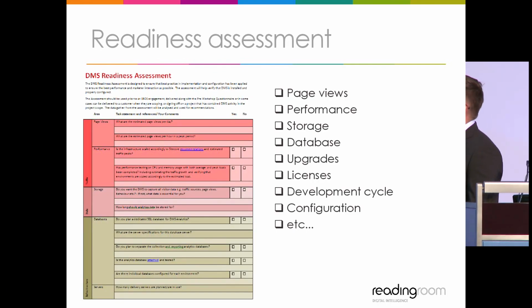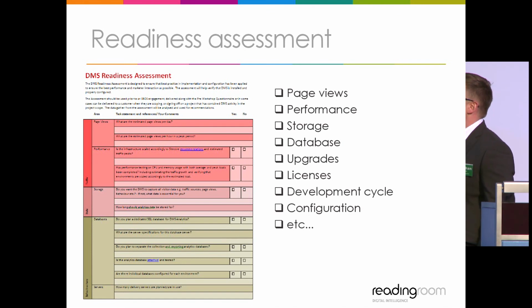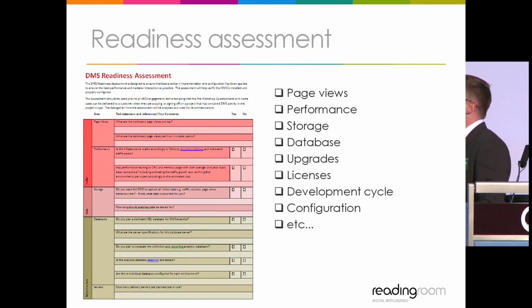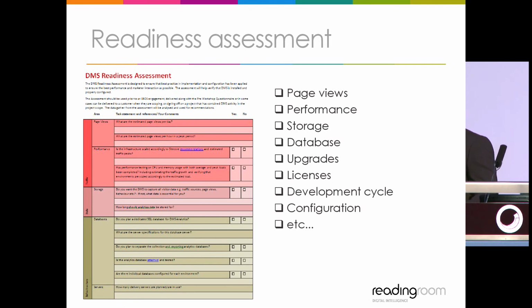So the readiness assessment, as I said, is a spreadsheet. It's fairly straightforward, but what it really does start doing is giving us some insights as to where the business currently lies from a digital perspective. So what we're starting to look at is how many page views does your site currently have? What performance do you currently have? How is it performing? How much storage space do you have? What are the databases you're using? What are their limitations? So this is starting to think already about that database size and how it's going to affect if we enable DMS.